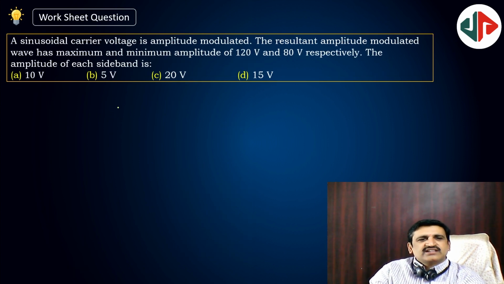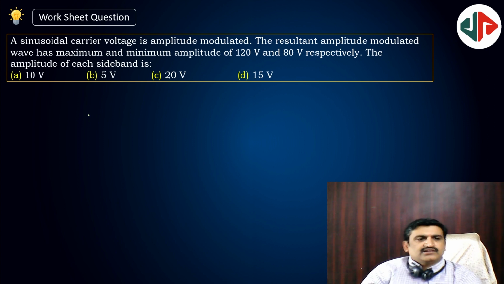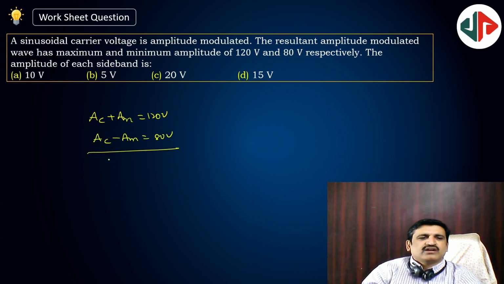A sinusoidal carrier voltage is amplitude modulated. The resultant amplitude modulated wave has maximum and minimum amplitude of 120 volt and 80 volt. So A_c plus A_m is equal to 120 volt and A_c minus A_m is equal to 80 volt. On adding, 2A_c equal to 200, A_c equal to 100. On subtracting, 2A_m equal to 40, so A_m is equal to 20.